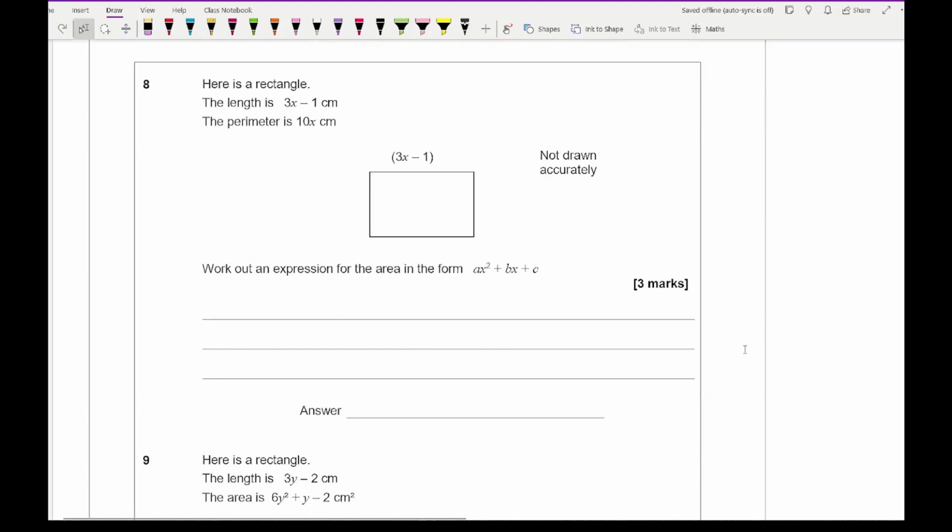Then moving on to question 8, it says, here is a rectangle, the length is 3x minus 1, the perimeter is 10x, write down an expression for the area in the form of ax squared plus bx plus c. So looking at this, if the top is 3x minus 1, then the bottom is going to be 3x minus 1. Now if I just write y for these two sides here, then what I've got for the perimeter is 3x minus 1 plus y plus 3x minus 1 plus y equals 10x.